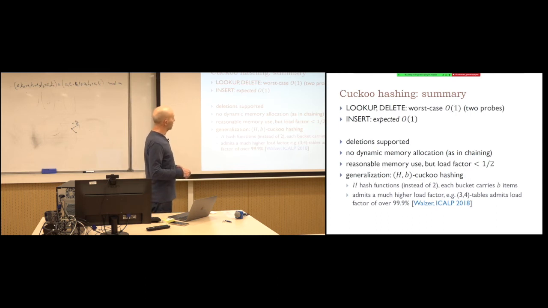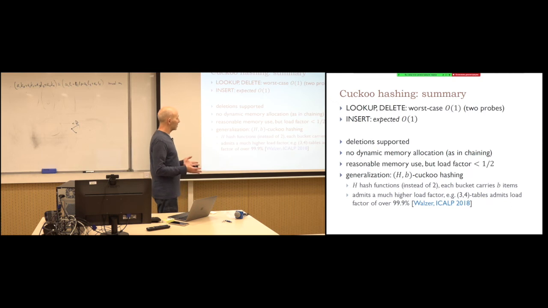So we can define a generalization in two ways. First of all, we can have not two hash functions, but several hash functions, h hash functions, instead of two. So this is one generalization. And another generalization is that each bucket can hold not one item, but several items, B items. This is also possible, right? So if a bucket has several items, everything works. We just have to go through them and find the right object, right?